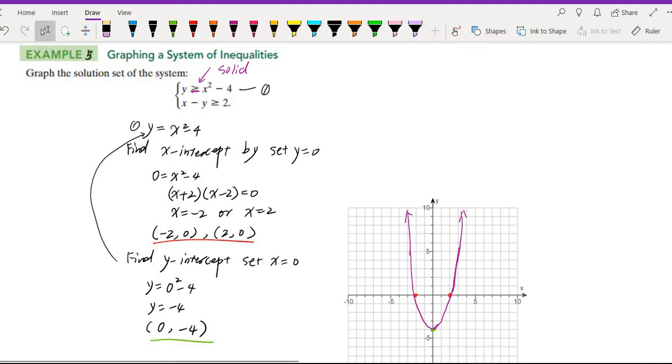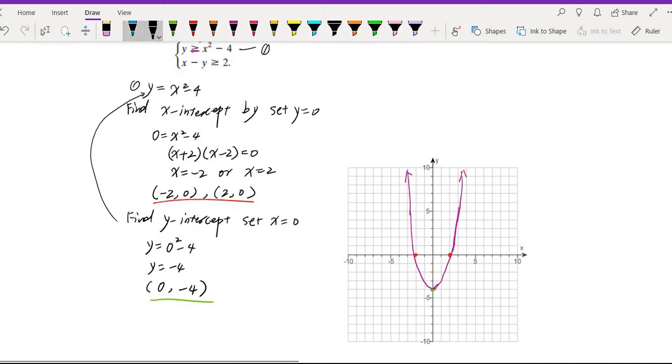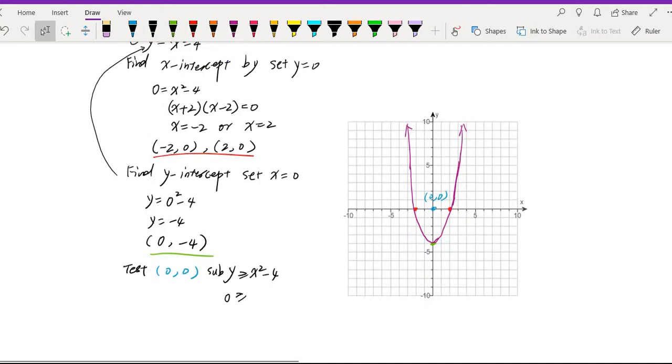So once we graph this, again, we have to figure out what is the testing point. As always, we like (0, 0) because it's just easy to calculate. It doesn't mean you can't use other points. Just remember, you can't test a point that's on the line. In this case, (0, 0) is not on the line, so I'm going to go ahead and test. That will be 0 greater or equal than 0 squared minus 4. Is it true? Is 0 greater than negative 4? The answer is true. That means we're going to shade the side that contains this point, which means inside here. So we're done with the first inequality.